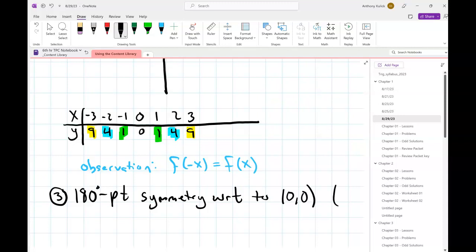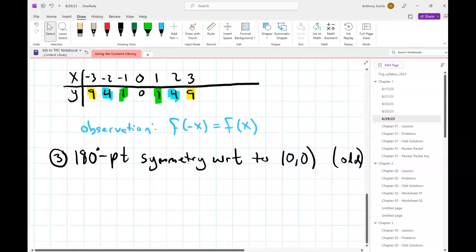Yeah, you know what? This also gets a nickname. Functions with this type of symmetry we just call odd functions. That's a heck of a lot easier to say than 180-degree point symmetry with respect to the origin, which just rolls off the tongue. Not really, guys. I'm being sarcastic here. Odd is way easier to say than the alternative. So again, this gets a nickname.